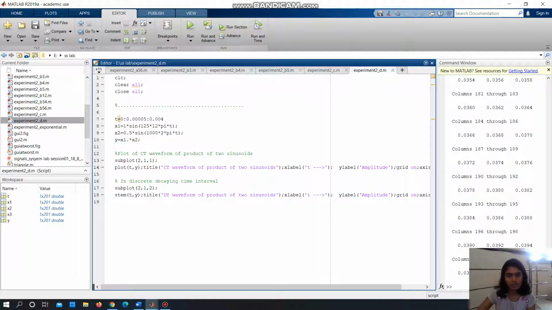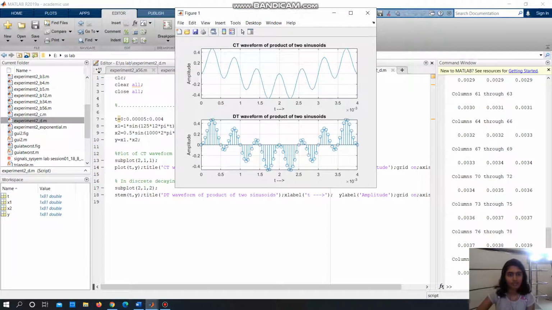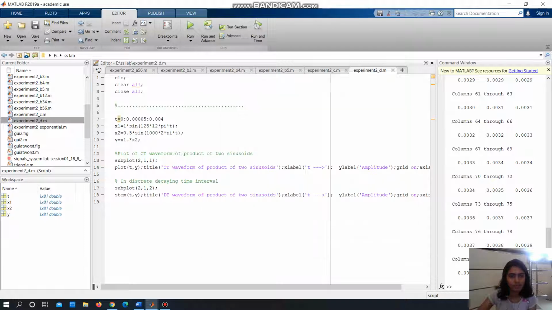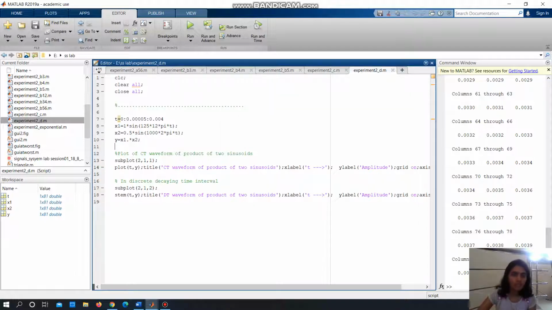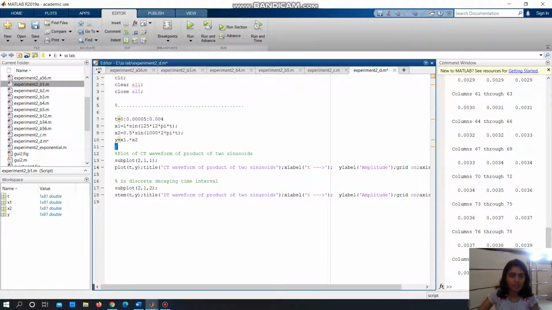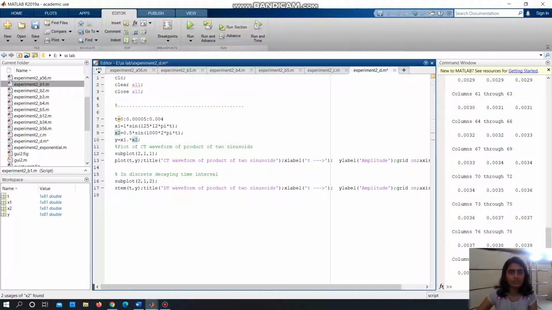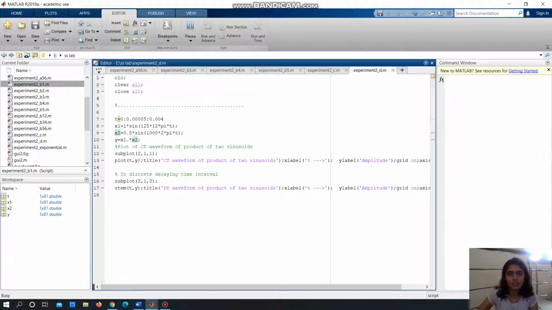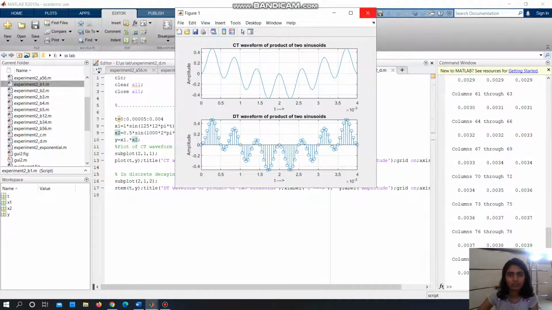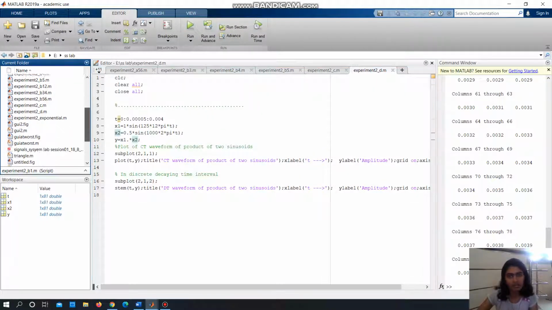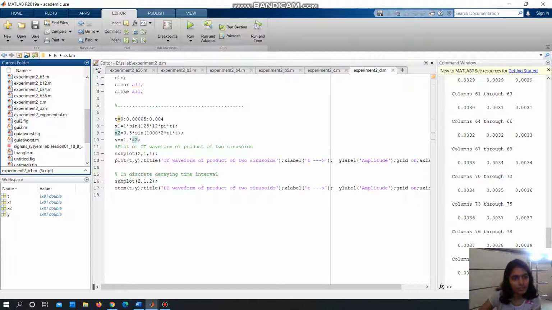We can also get the product of two sinusoids in this manner. We can write the product in this manner, and we can use plot and stem for plotting this. And here is the plot, and again that is a periodic function.